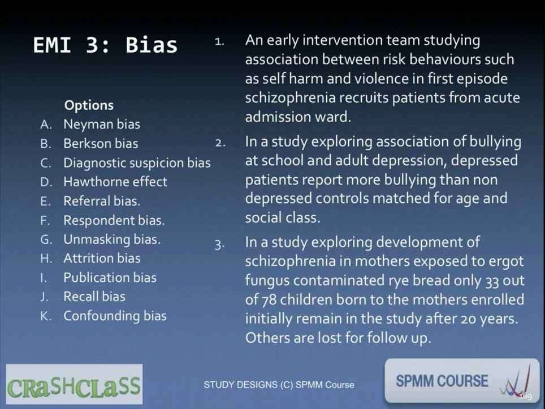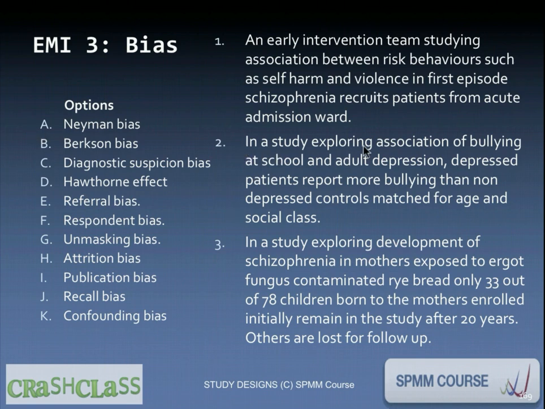This is about bias. First question: an early intervention team studying association between risk behaviors such as self-harm and violence in first episode schizophrenia recruits patients from an acute admission ward. So what is the problem when you recruit patients from hospital, acute admission ward? You will end up having a bias because people who end up in hospital are usually the most severe spectrum of the illness, and there are also people who exhibit risk factors such as self-harm. So if you want to study the association between risk behaviors and self-harm and violence in first episode schizophrenia, the association is going to be exaggerated when you recruit patients from a hospital setting. So this bias is called Berkson's bias, and this is choice B.